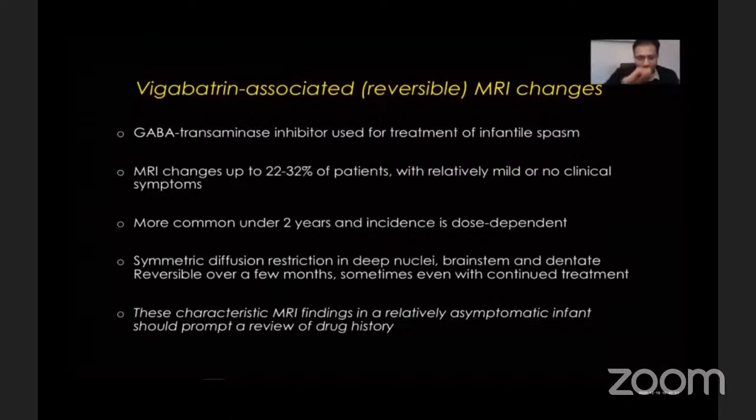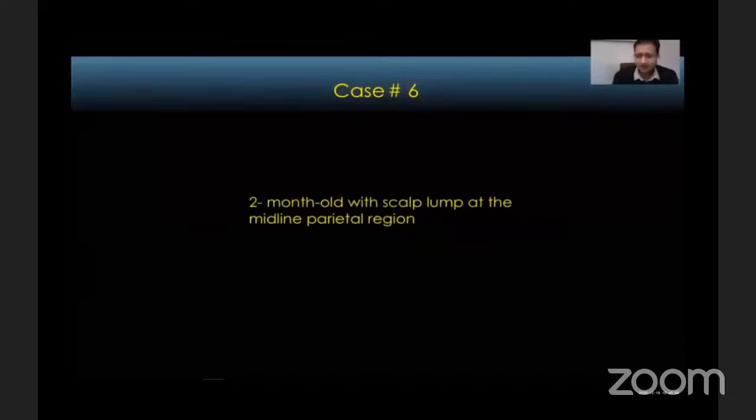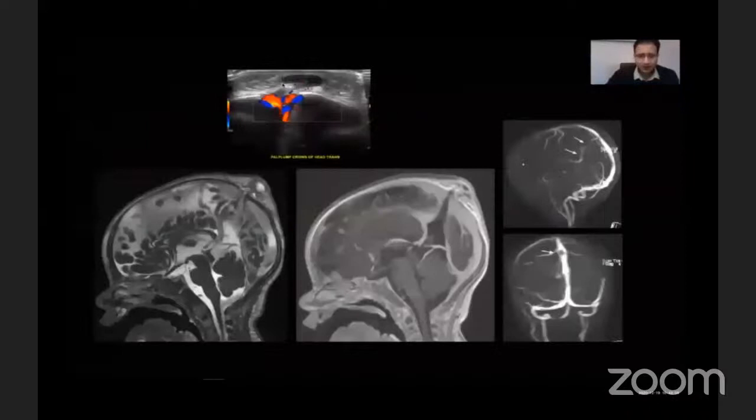Case number 6 is a 2-month-old child who presented with a scalp lump in the midline parietal region. Initial ultrasound showed a hypoechoic lesion in the scalp with surrounding subcutaneous soft tissue thickening. There was this hypoechoic tract which appears to extend intracranially, and this is the color Doppler flow within the dural venous sinuses which appear patent.